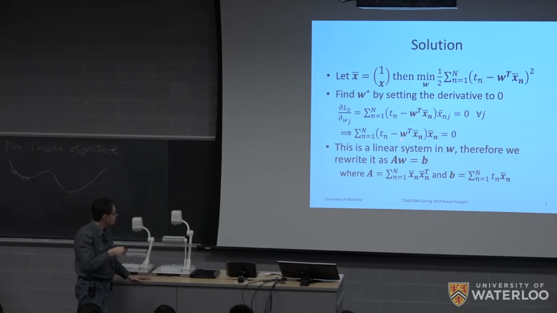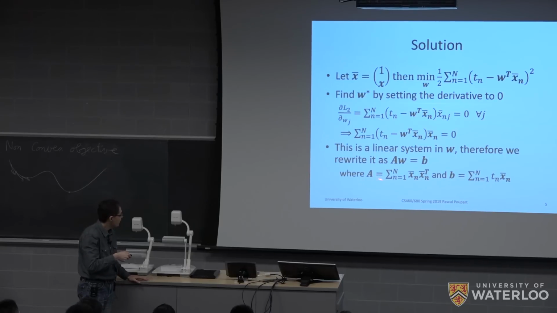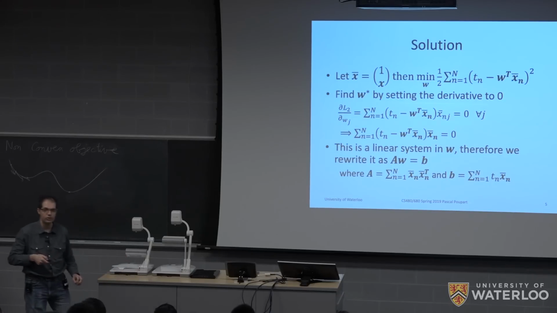Now, if I want to solve the system of linear equations, I need to isolate W, and I can do so by rewriting this system in the form of AW equals B. The idea is that I'll have a matrix A that multiplies W and is equal to some constant B, where B is a column vector. More specifically, A corresponds to this expression, and B corresponds to this expression. You should be able to verify that when I plug A and B in here, I get back this system of linear equations.